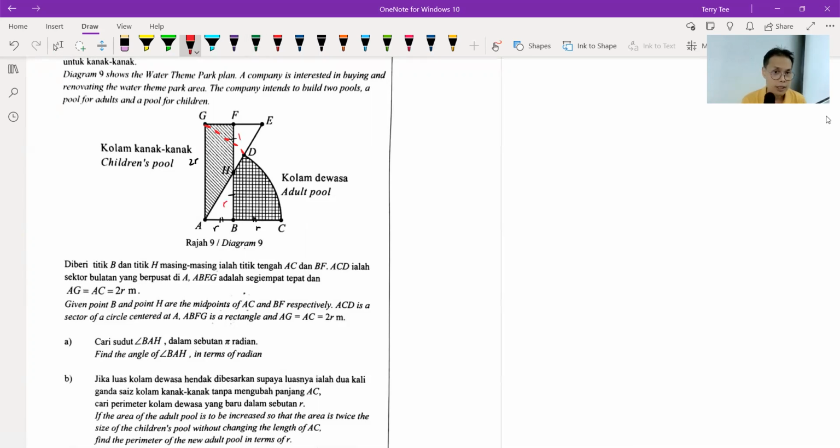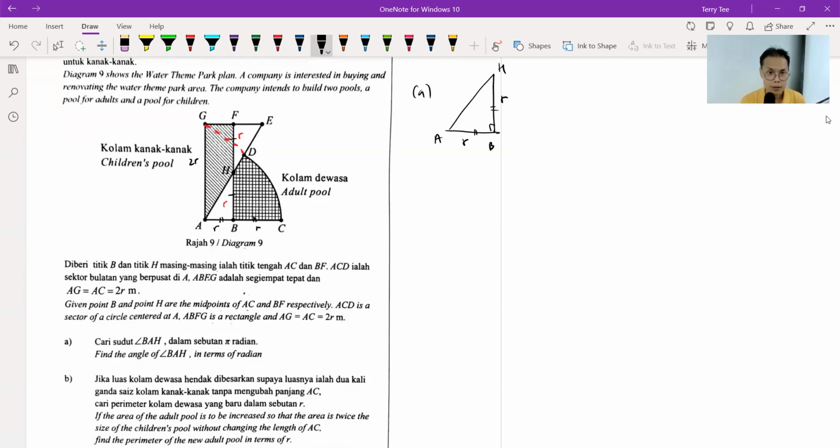Isn't it? HF is also R. HB is also R. So if this is R and R, maybe I redraw the triangle for you. It should look like this. This is your A, B, H. Your HB will be R. Your AB will be R. So this should be what we call an isosceles triangle, right?